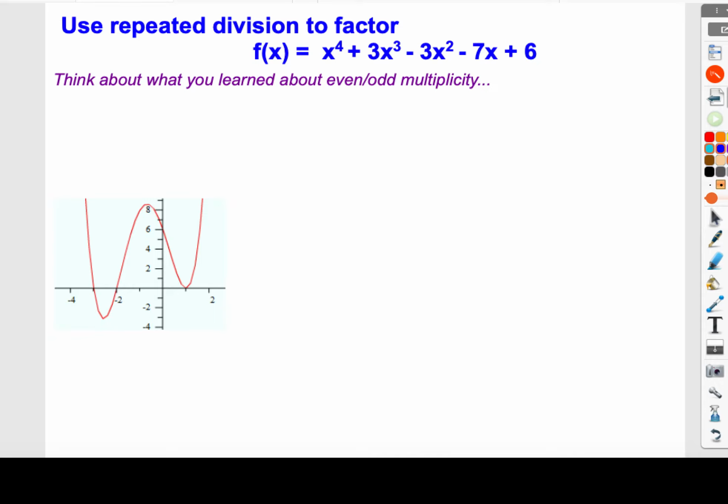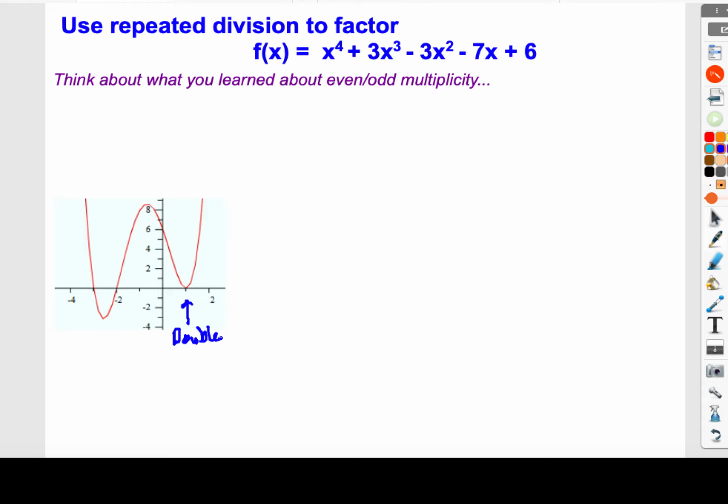Let's go ahead and do that one more time. We've got our graph over there at the left, and take advantage a little bit. Notice we may have some multiplicity going on here. This bouncing 0 here bounces off the axis. I'm thinking that 0 might just be a double 0. So we might have some luck there.